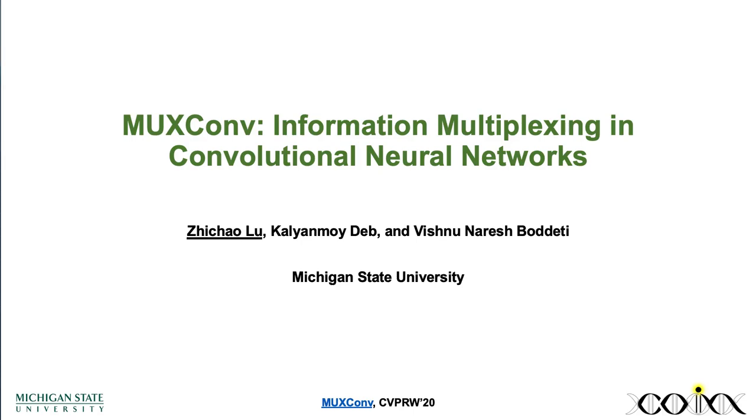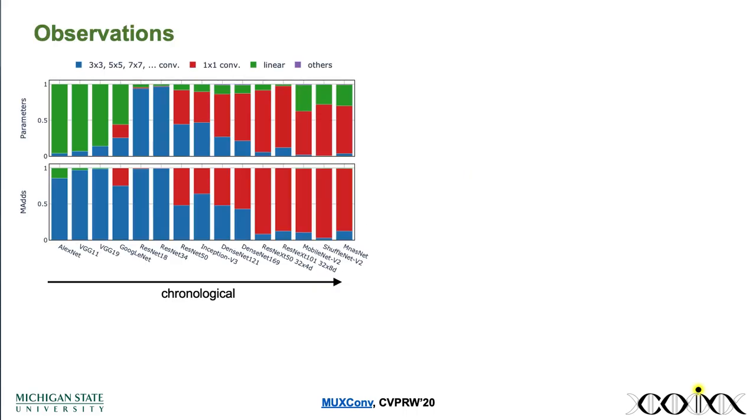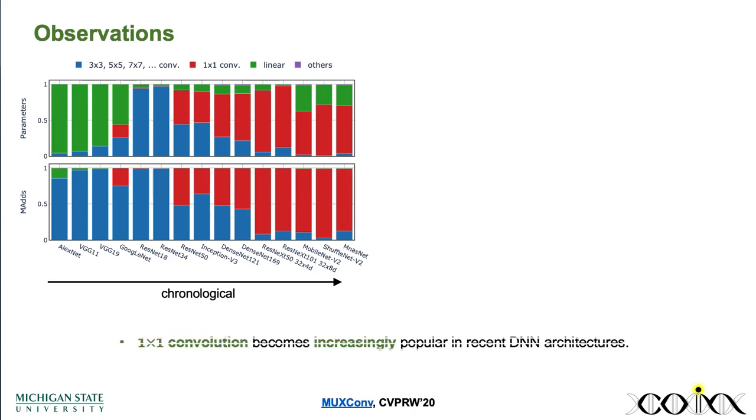Today, on behalf of my co-authors, I will take the opportunity to share with you our CVPR work, MUXConv: information multiplexing in convolutional neural networks. When we visualize the progress of CNN architectures chronologically, we notice an increasing trend of one-by-one convolution replacing the regular spatial convolutions, for example, 3x3 convolution.